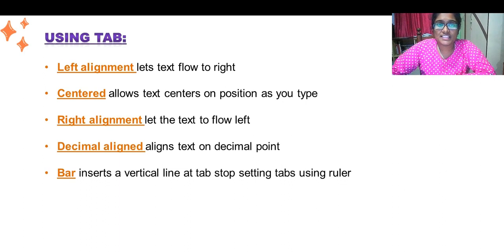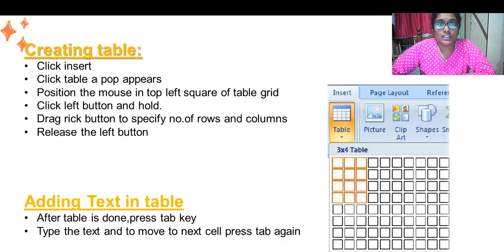Using a tab is very essential as we will be able to get the text to flow in the direction we require. Left alignment lets the text flow in the right direction, while right allows it to flow in the left direction. Center allows the flowing of the text in the center. Decimal alignment aligns it on the decimal point, while the bar inserts a vertical line at the tab stop. Tabs are set under the ruler.